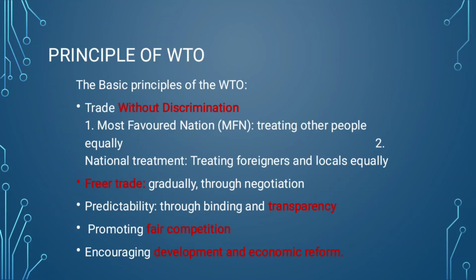The principles of World Trade Organization. The basic principles we can see first: trade without discrimination, that means most favored nation. We should not treat one nation up and one nation down. We should treat all the peoples in nations equally. National treatment: we should treat the foreigners and the locals equally. Free trade gradually through negotiation, predictability through binding and transparency, promoting fair competition, encouraging development and economic reforms.